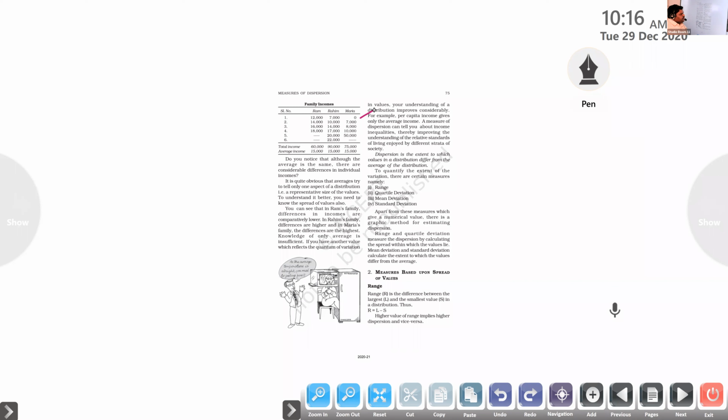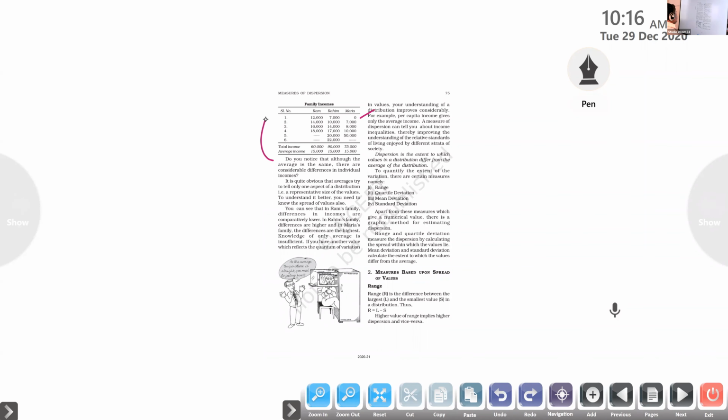Clear? So the average alone will not tell the differences between the income of the family members in all these 3 families. We are unable to find it. Only one average data we will get, that's it. Do you notice that although the average is the same, there are considerable differences in individual income between the family members.